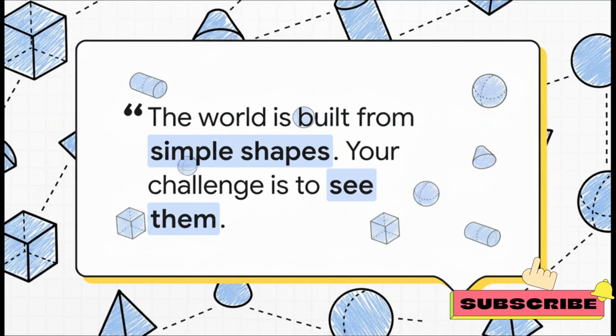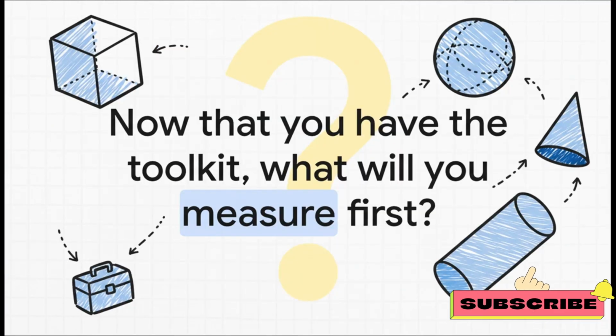Your challenge is to see them. Once you start looking for the cones and the cylinders and the spheres and everything, you'll really never see your surroundings the same way again. And that really brings us to the end. You now have the fundamental toolkit of mensuration. So the question isn't, how can you measure the world anymore? It's, what are you going to measure first?